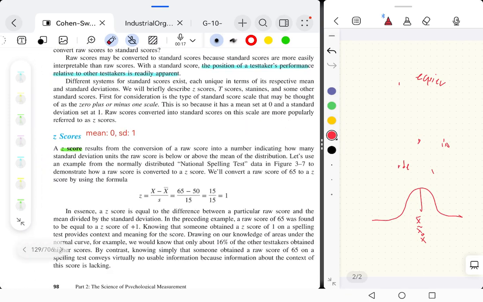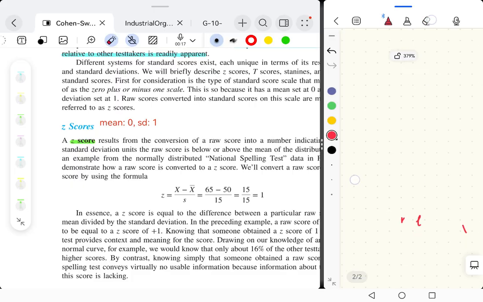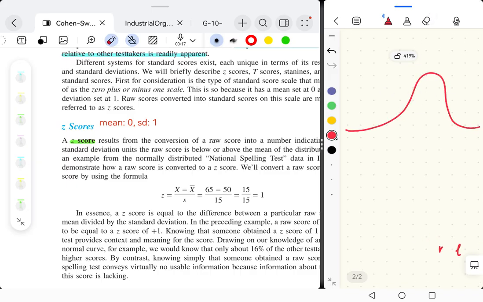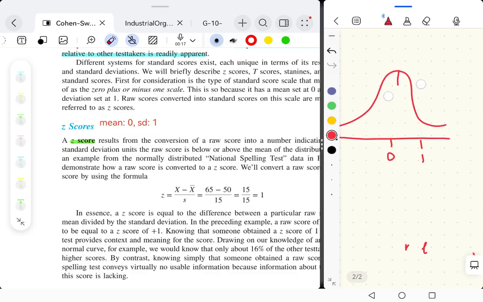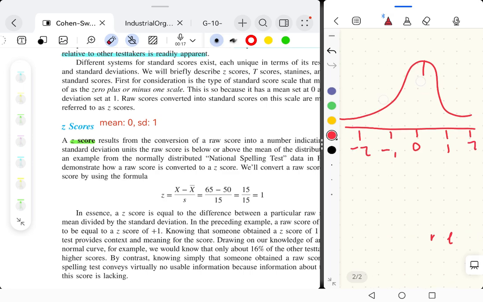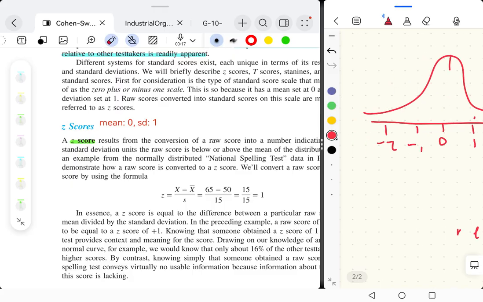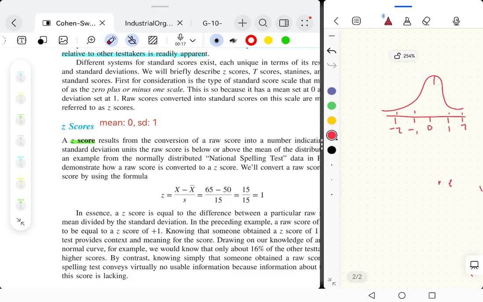Now we actually have a lot of standard scores. Let's first talk about the Z-score. So the Z-score has a mean of 0 and a standard deviation of 1. What does that mean? When you put it in a normal curve, guys, it looks like this. Here is 0, here is 1, here is 2, and here is -1, -2. Why? Because the standard deviation is 1. So 1 standard deviation, 2 standard deviations, minus 1 standard deviation, and minus 2 standard deviations. Get it? So that's what a Z-score is.